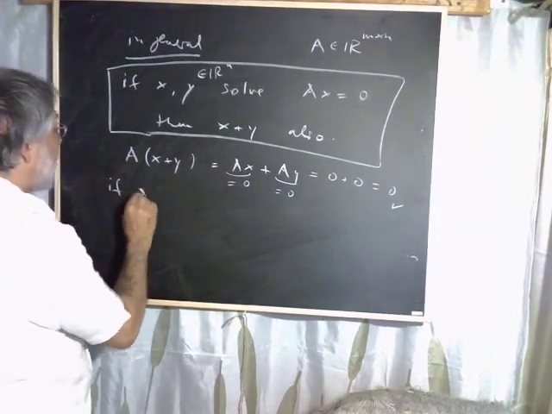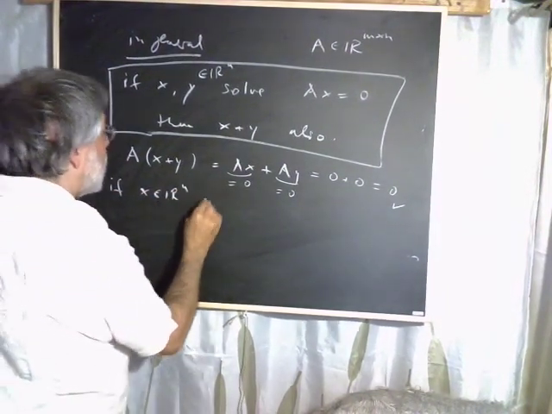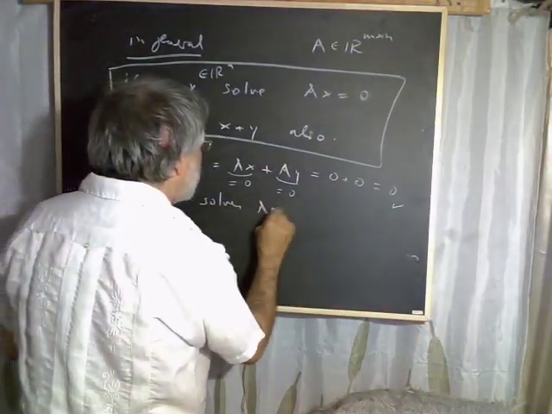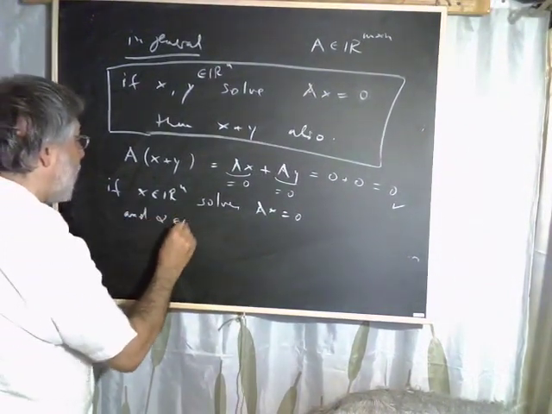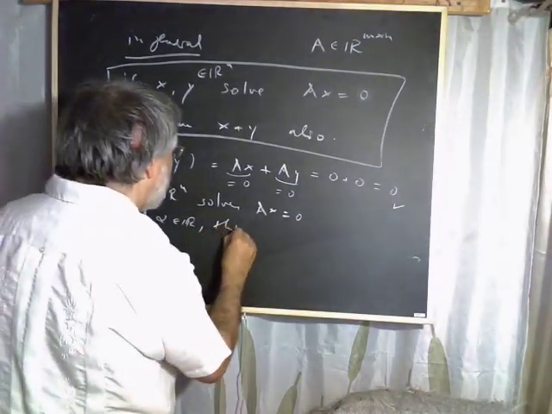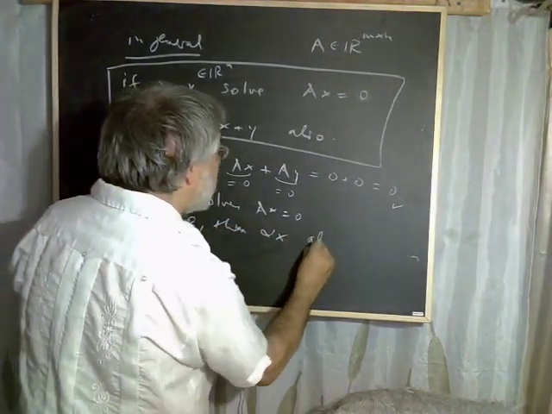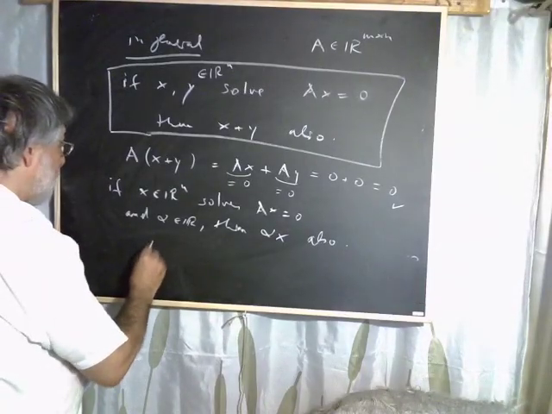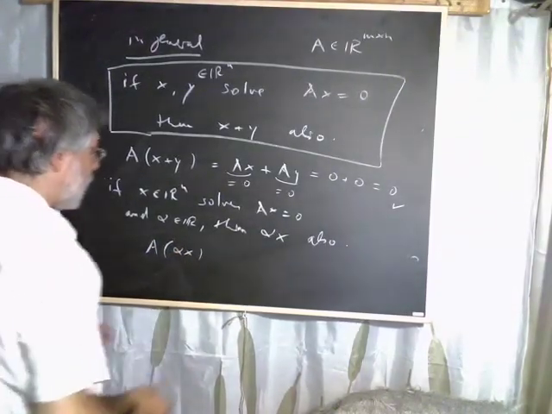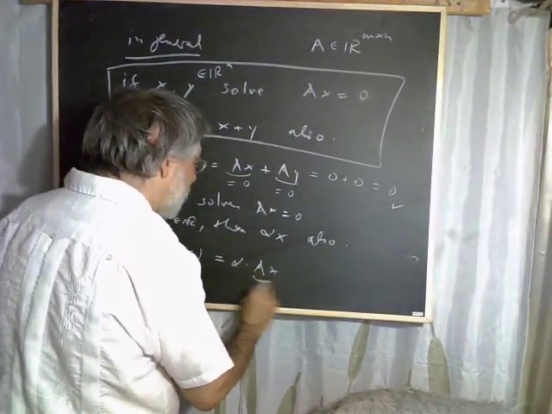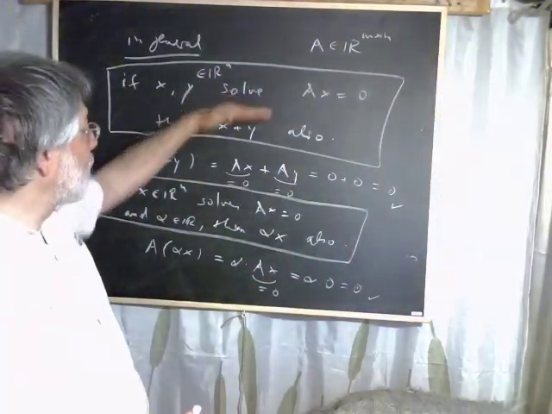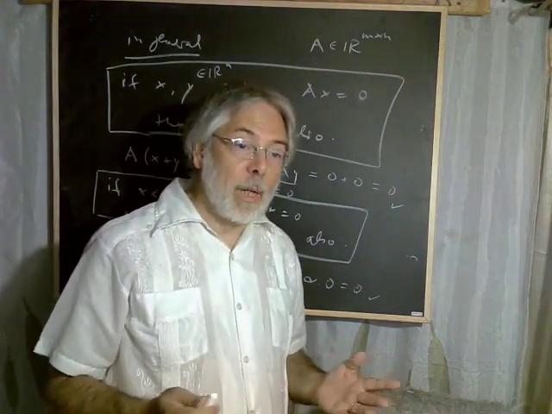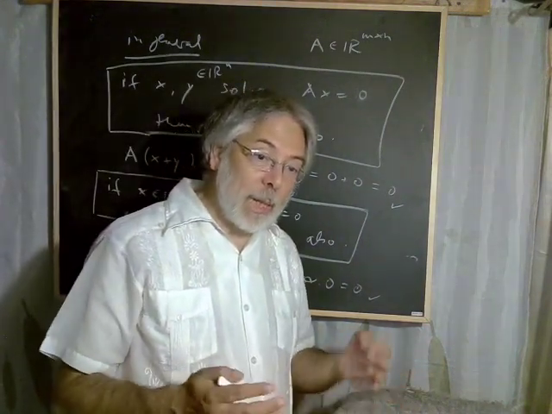Fine. Next, if x in R to the n solves Ax equals 0, and you take alpha a real number, then alpha x also solves. Plug it in. A times alpha x is alpha times Ax, but this is 0, so you get alpha times 0 equals 0. So the additive property and the scaling property of the solution set means that the solution space is a linear subspace.